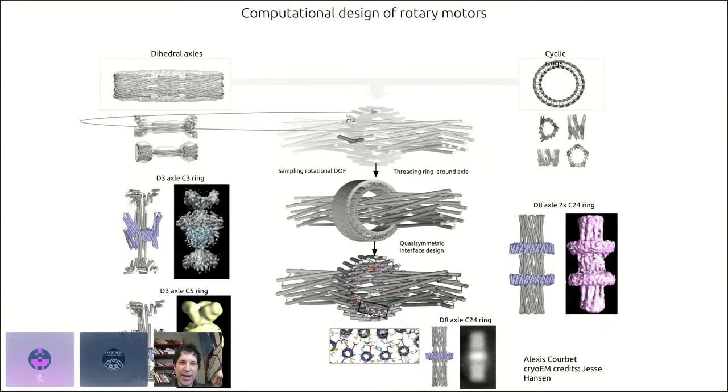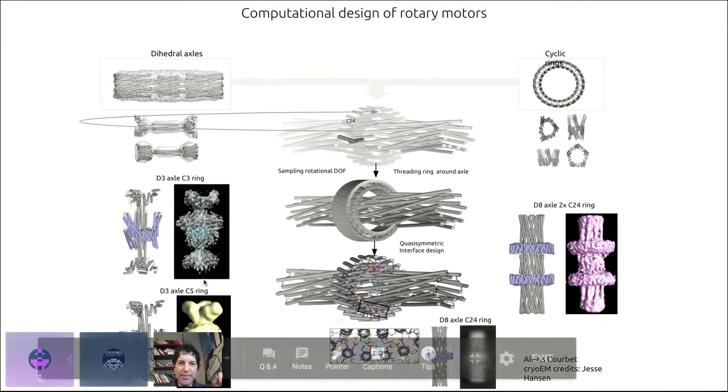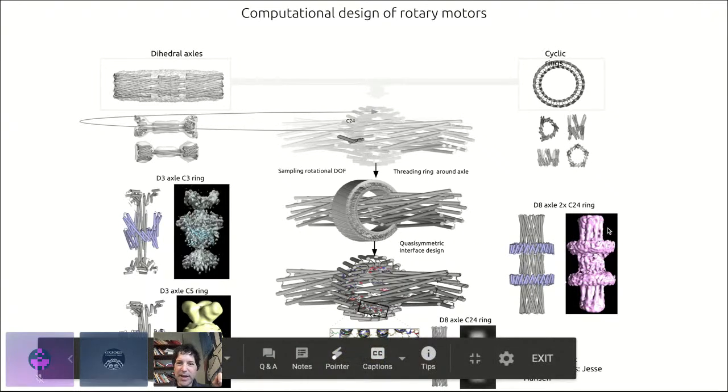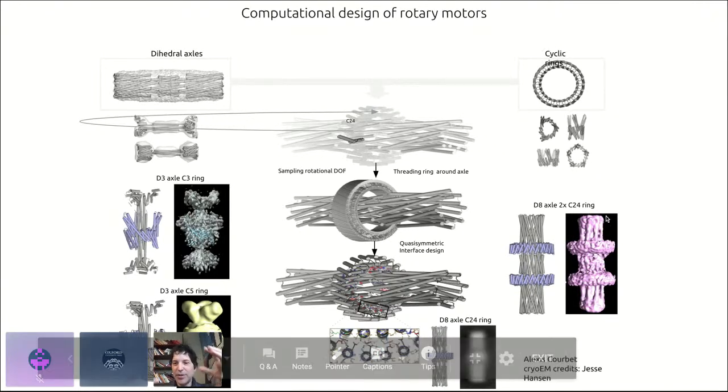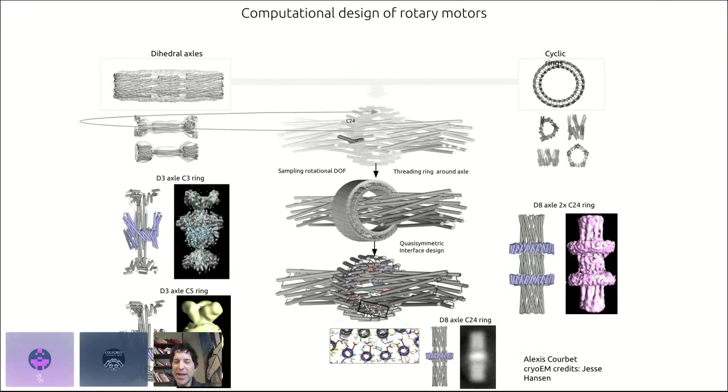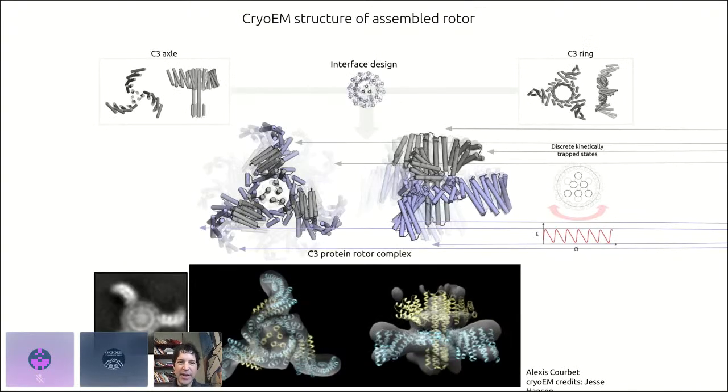When he does that, these are EM images here. Basically the rings assemble on the axles, and I'm not showing it here, but he can also actually distinguish different rotational substates of these systems. So we can start designing rotational landscapes, and this is just a higher resolution picture of one of these systems.